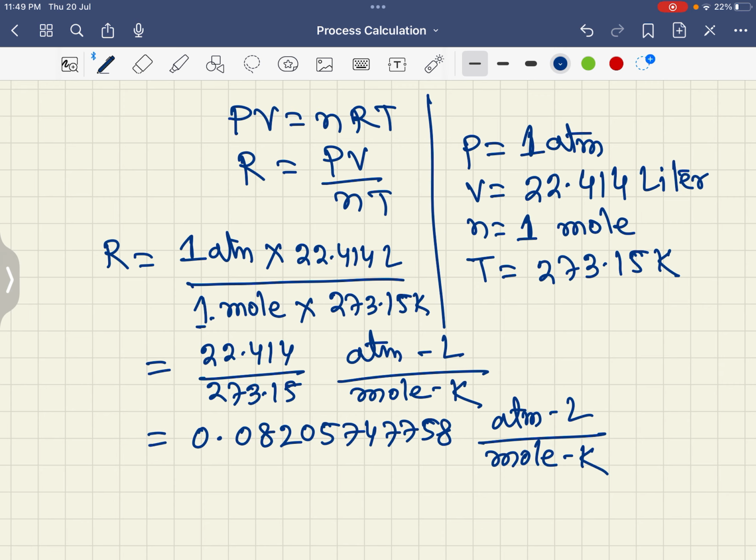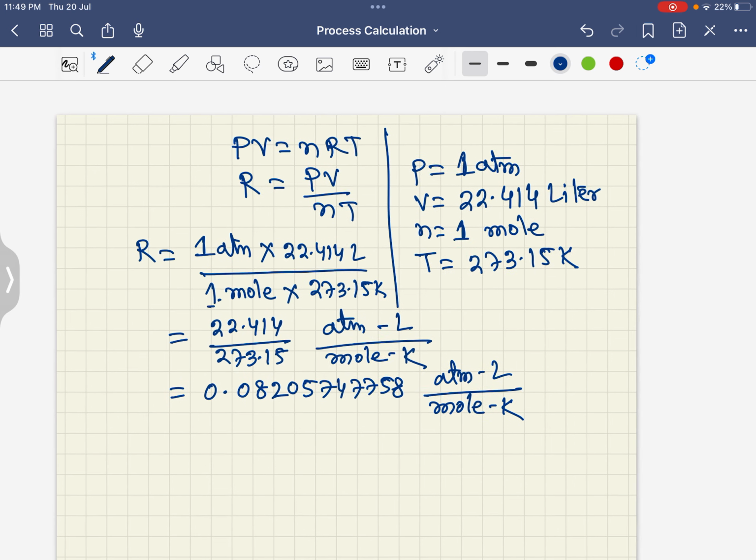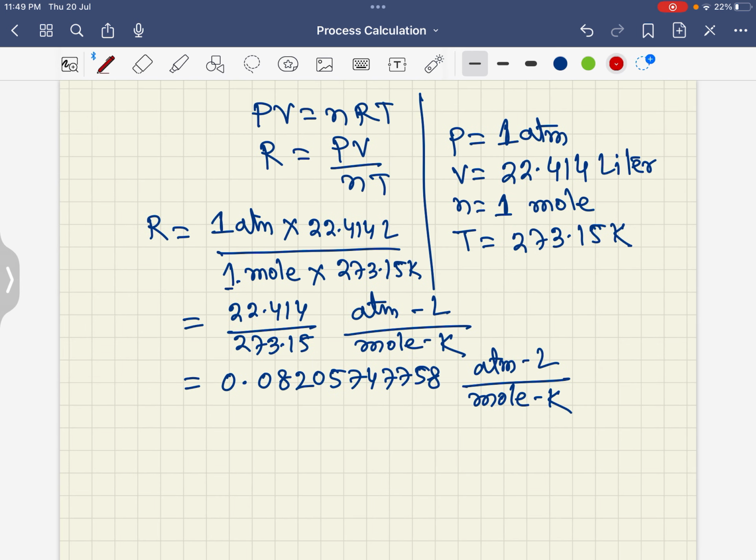Now so means here this is R. So R is equal to 0.0820574447, or you can remember that 0.082 atm, liter, mole, Kelvin.